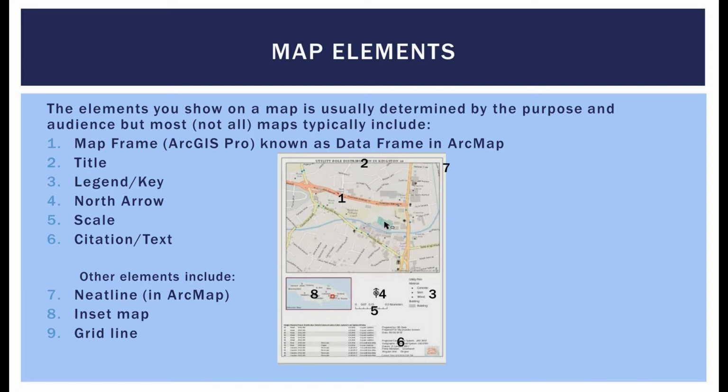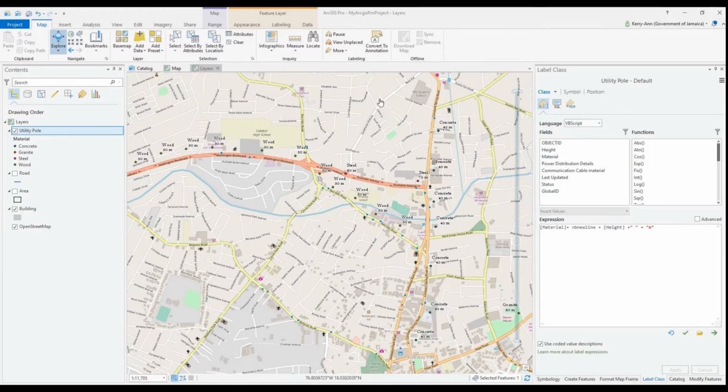So as I mentioned, we will be creating a layout in ArcGIS Pro with the typical map elements, which includes a map frame, a title, a legend, north arrow, scale, some citation text, neat line, and an inset map.